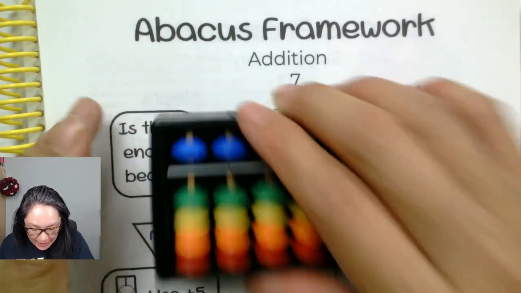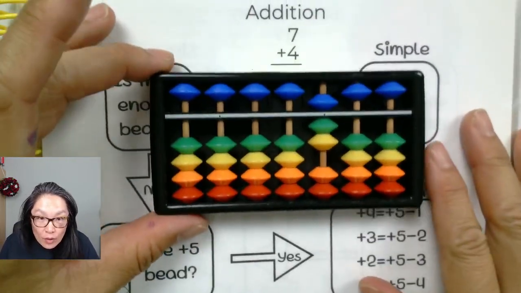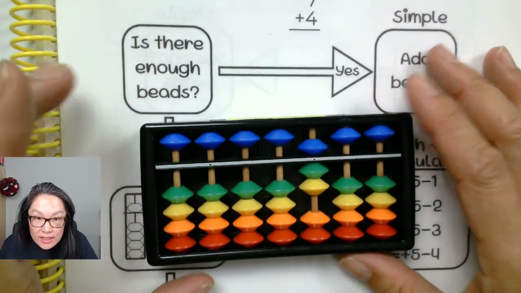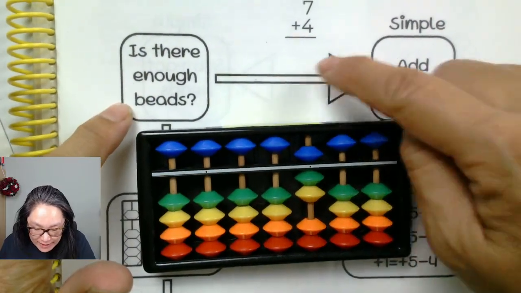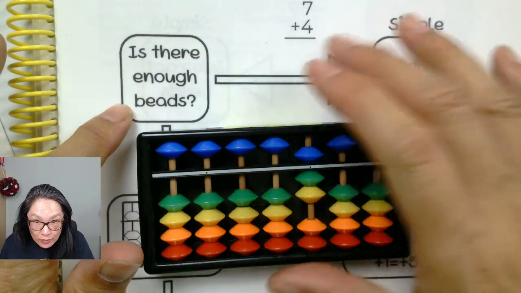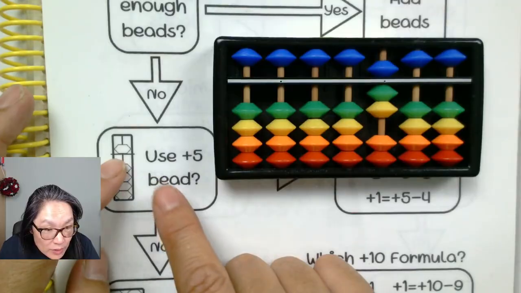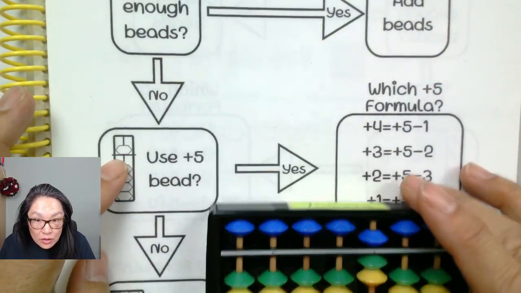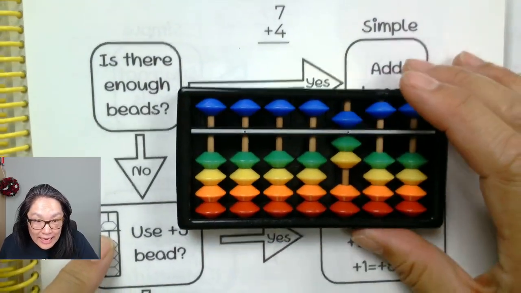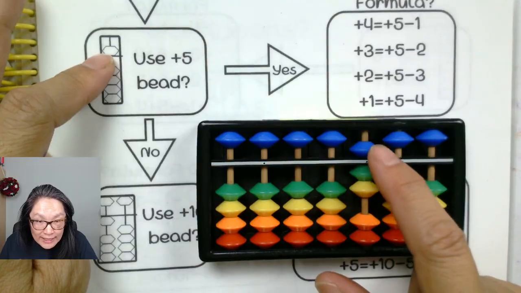We have 7. When we add the 7, I want to add 4. I want to add 4 here. I cannot add 4. What do? The question is, is there enough beads to add the 4? No, there isn't. So instead of going here, because I don't have any more beads, I have to go here. The question now is, can I use plus 5? Yes or no? So what am I trying to do? I'm trying to add the 4. Can I add the 5? Yes or no? No, I cannot add the 5.